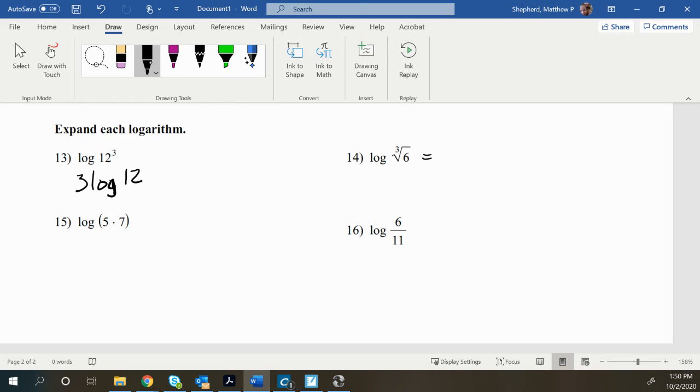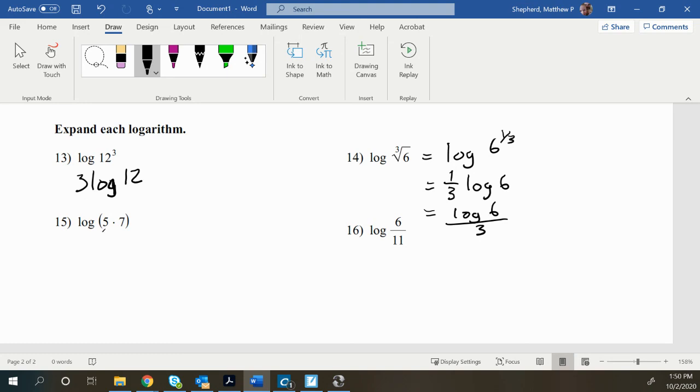This one, just like before, they're trying to make it difficult by including a radical in there. So let's just quickly change that radical into an exponent. So we're going to change that to log of 6 to the power of 1/3, because it was a cube root. So because we have that power of 1/3, that means this is 1/3 log of 6. Or in other words, log of 6 over 3.